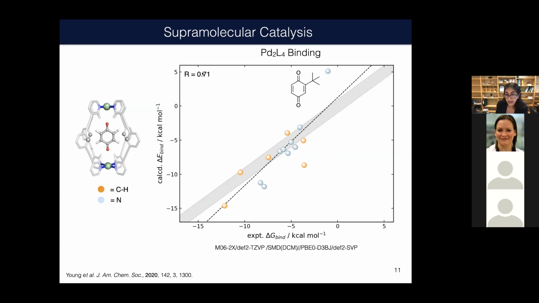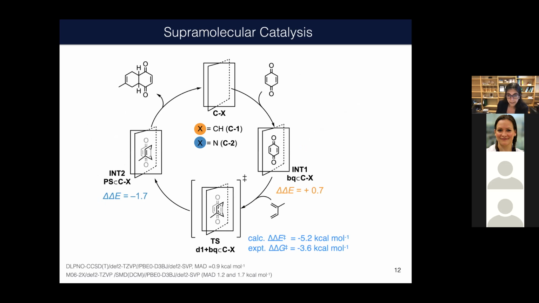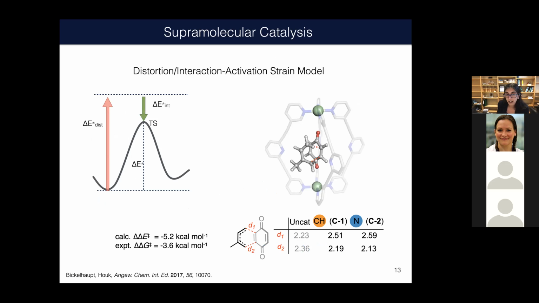Decided, okay, we can understand binding and we can have a methodology to calculate binding accurately. What about catalysis? We're able to model the reaction, and indeed we obtain the differences more or less in relation with the experimental data. As you can see, we're calculating energies rather than free energy, but I will be very happy to discuss those approximations that we have made there. But the question was, where is that difference coming from?